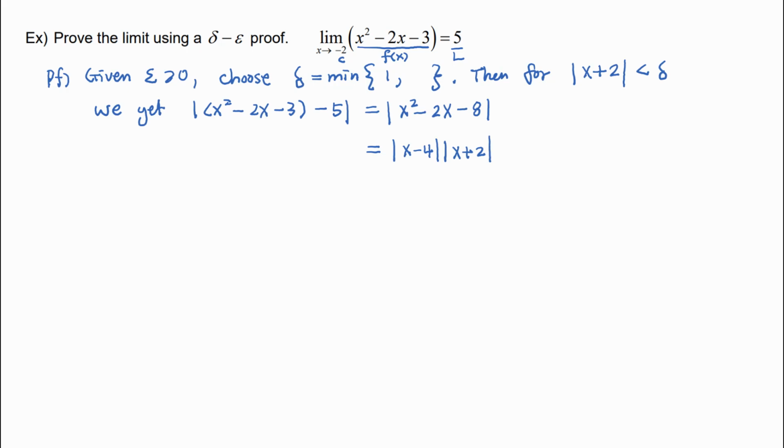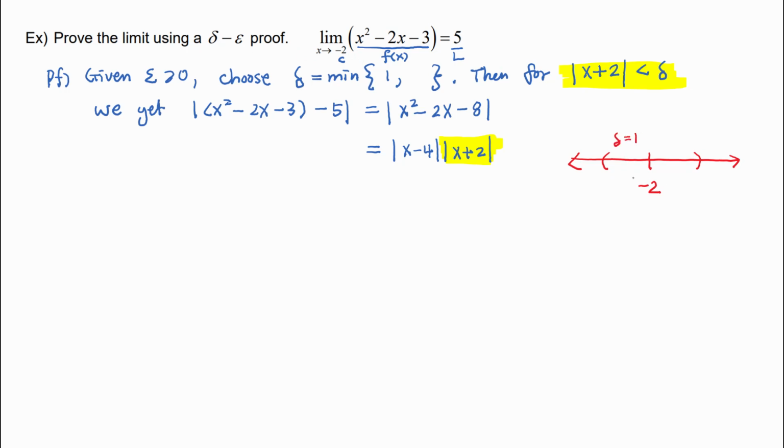And what I want to know is the absolute value of x plus 2 less than one number. So this is what I would like to keep, and the absolute value of x minus 4 is what I would like to get rid of. So we are going to draw a number line here, and x is approaching c, and my c is -2. And we're going to temporarily let delta be equal to 1.